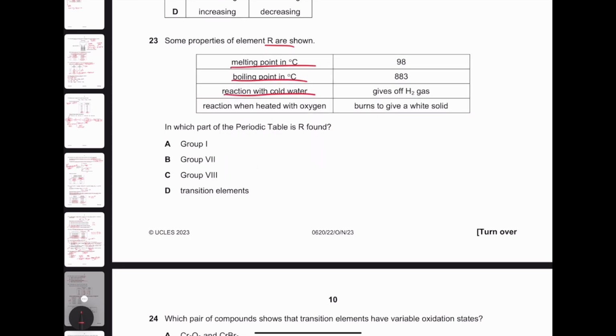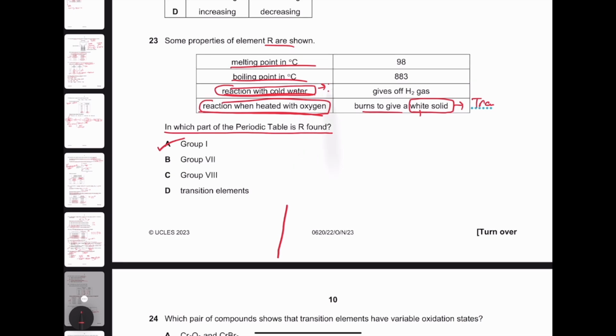Some properties of element R are shown: melting point, boiling point, reaction with cold water, reaction when heated with oxygen. All right. In which part of the periodic table is R found? Now, one hint that they have given us here is that it reacts with cold water. If it is reacting with cold water, it must be one of the reactive metals. And in the reaction when heated with oxygen, it gives a white solid. Now this is telling me that this is not a transition metal, because transition metals form colored compounds, but this is white, so it must be some group 1 metal. Answer is A.